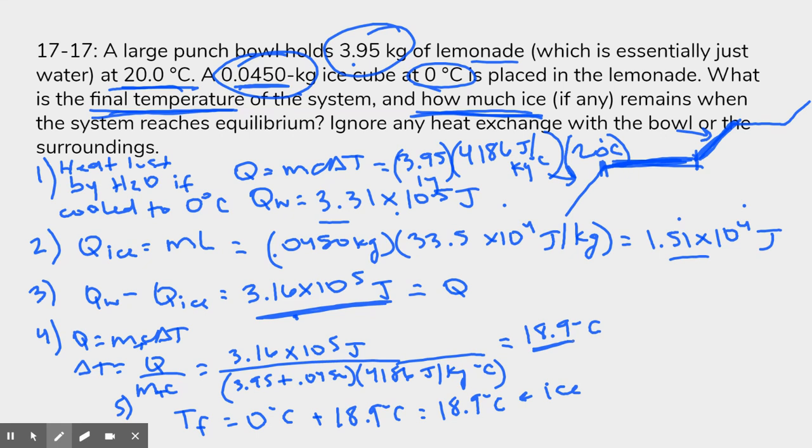So with that being said, because this was such a small piece of ice, there's not going to be any ice remaining after the system reaches equilibrium, because obviously 18.9 degrees Celsius is nowhere close to 0 degrees Celsius, so this ice will just now be water and part of the system.